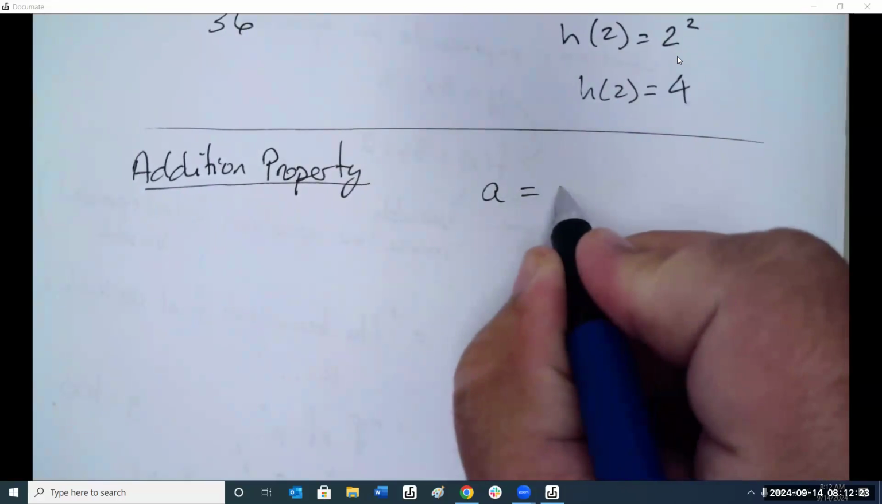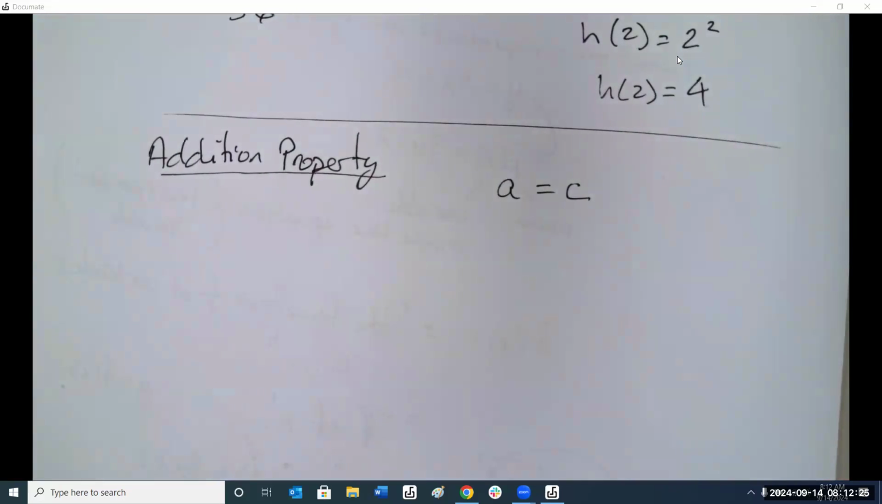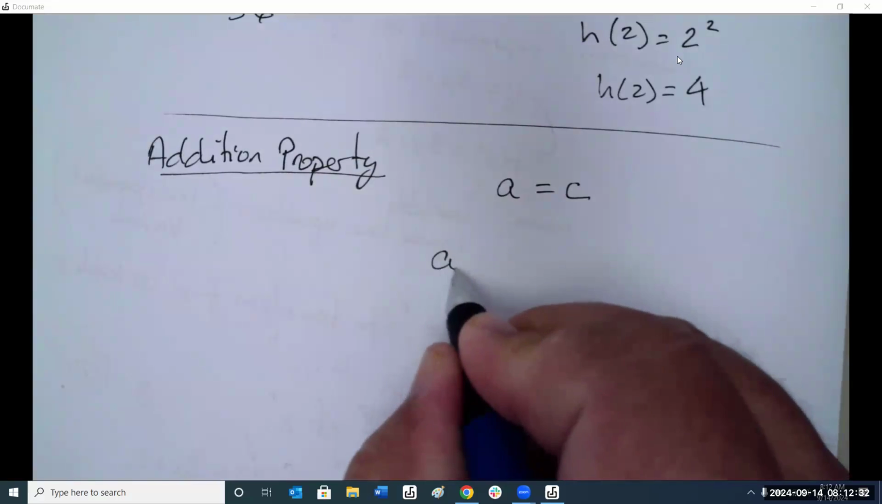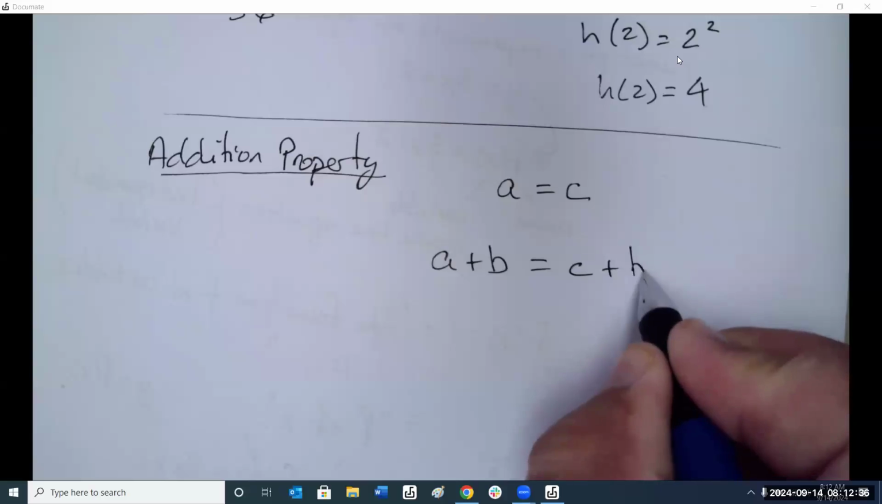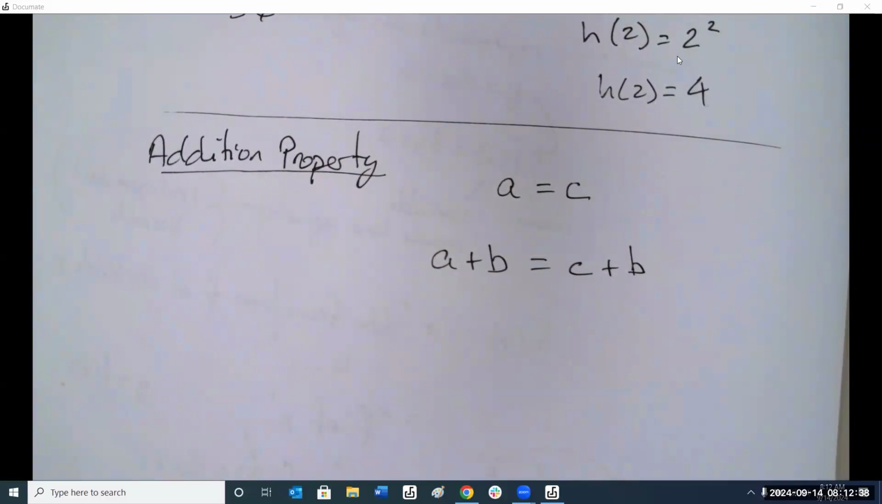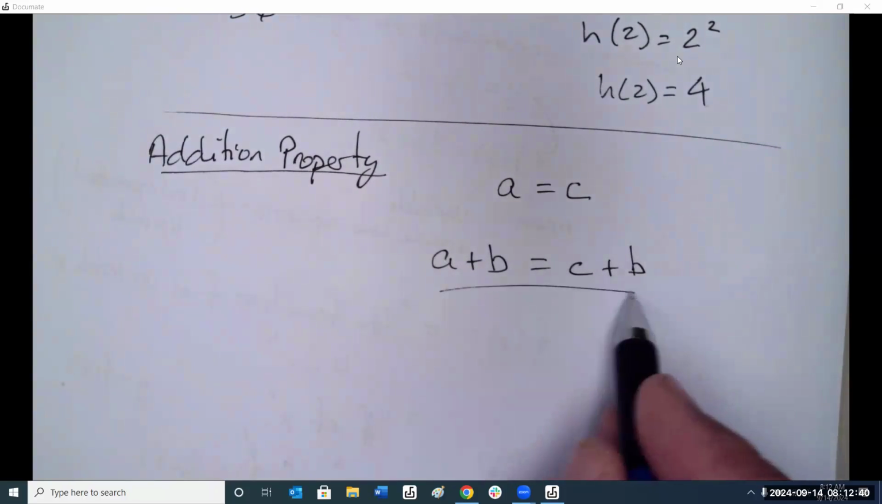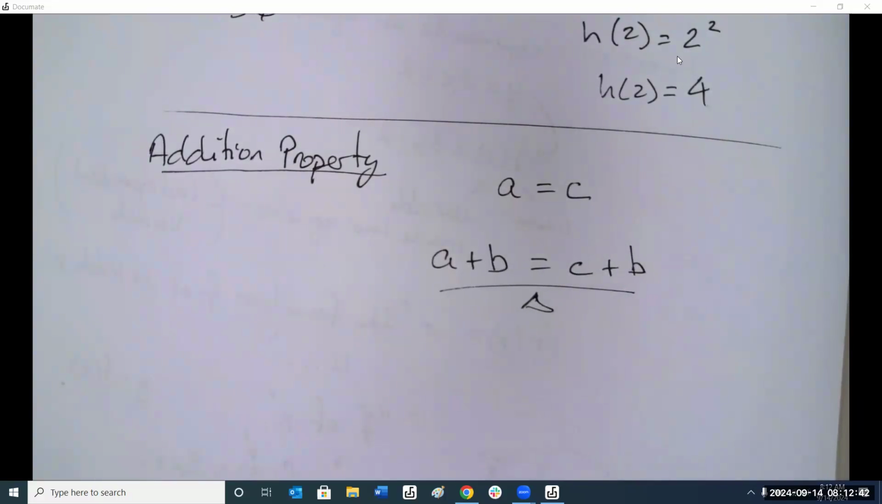If I have two variables, if a equals c, for any number a and c, if I add something to the left side, I have to add the same number to the right side to keep the equality because of the balance. So that's the additive property.